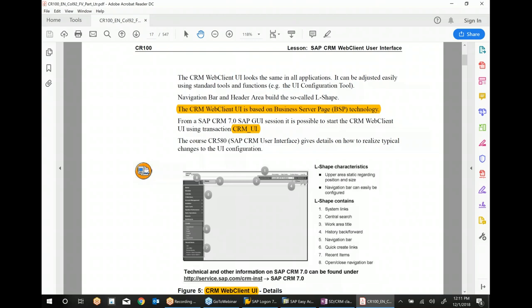Why is it written in Business Server Pages? Because using Business Server Pages, it is web enabled. So that is where BSP comes into the picture.